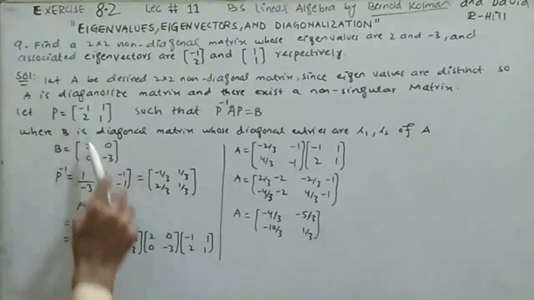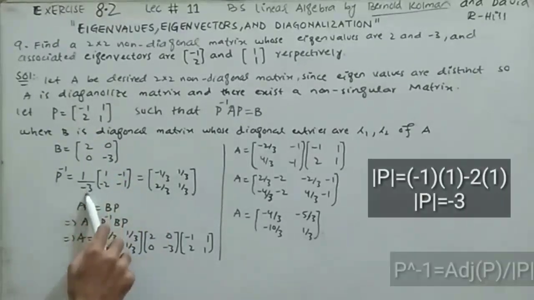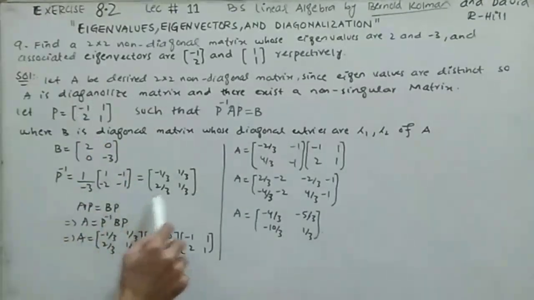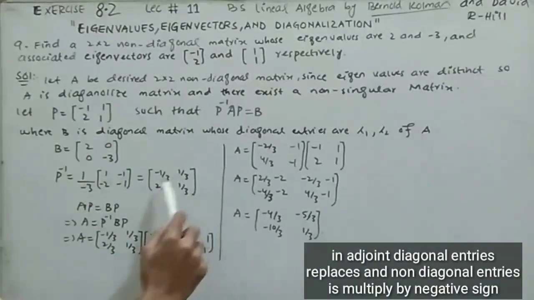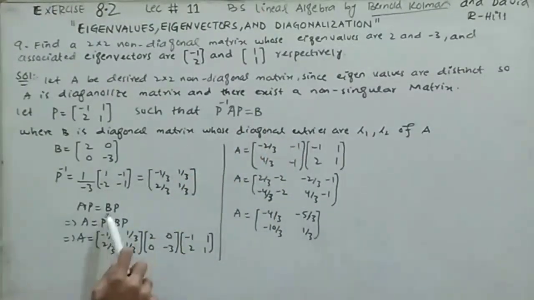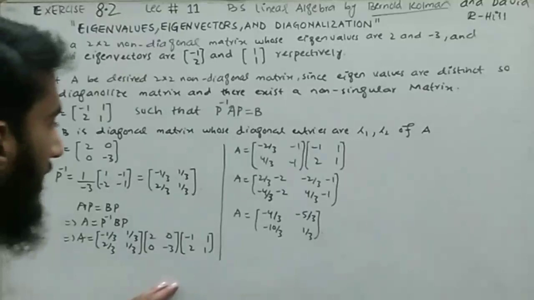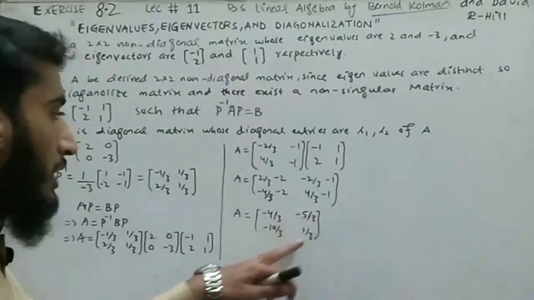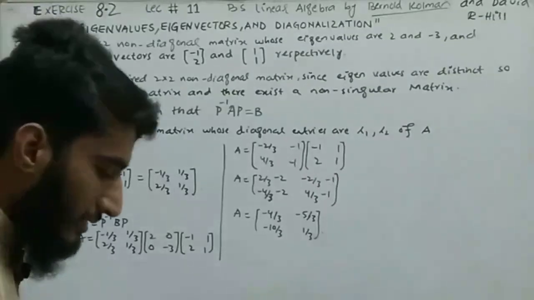Now finding P inverse using 1 over determinant. The determinant of this matrix is minus 3, so we take 1 over minus 3 times the adjoint. By simplification it gives P inverse as minus 1 by 3, 1 by 3, 2 by 3, 1 by 3. From P inverse A P equal to B, shifting P inverse to the right hand side gives A P equal to P B. Now shifting P to the right hand side gives A equal to P B P inverse. P inverse, B and P are all given. By multiplying these three matrices and simplifying, it gives the required 2 cross 2 non-diagonal matrix: minus 4 by 3, minus 5 by 3, minus 10 by 3 and 1 by 3.